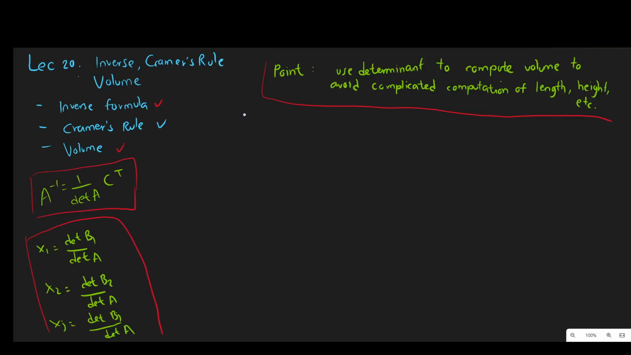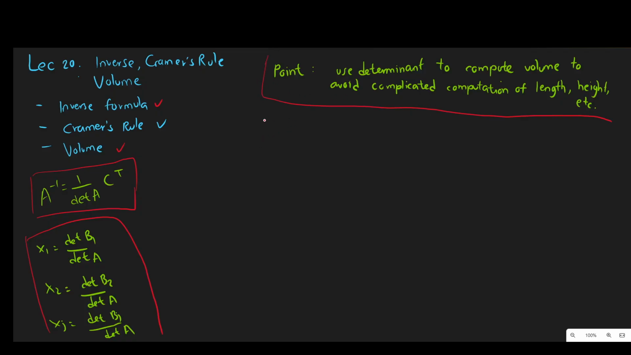Hello, so this is the last part of my summary of lecture 20, the inverse, Cramer's rule and the volume. So let's discuss how the determinants connect to the volume. The main point here is that with the determinant we can compute the volume, or the area in the case of 2 by 2, avoiding some complicated computation of the length, height, and something else. We'll go back to this point.